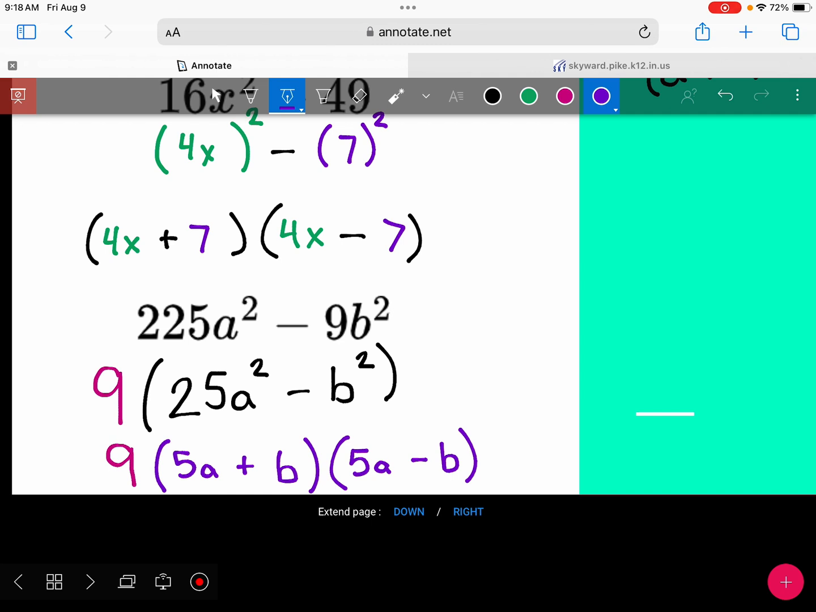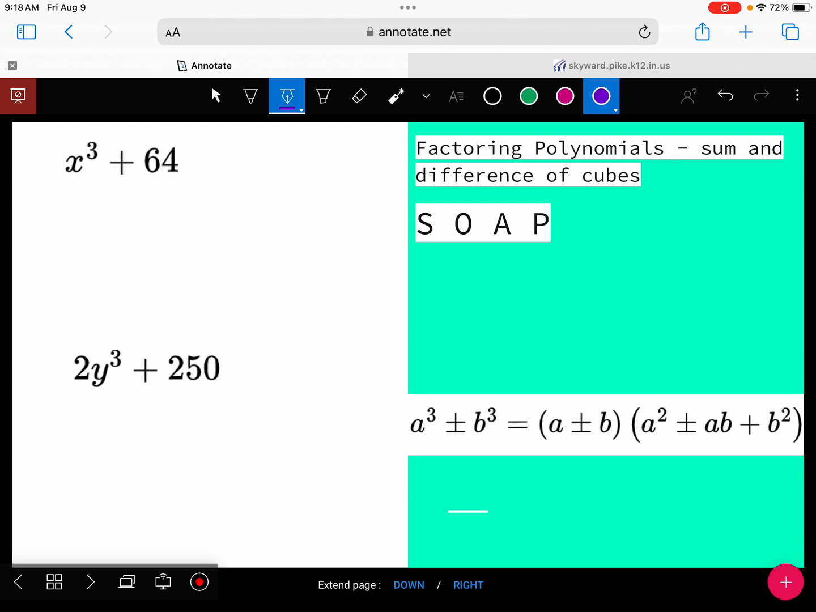Questions on our difference of squares? Because the next one we're going to do is another special pattern. It is our sum and difference of cubes, where we use SOAP. Because we got to make sure it's clean. SOAP. All right. It's another pattern.